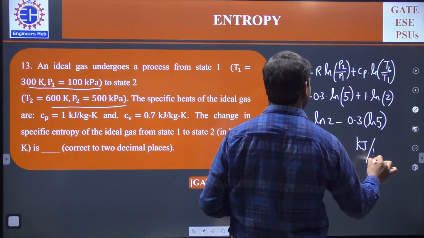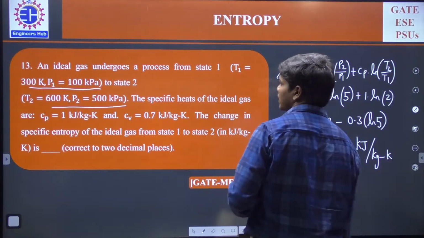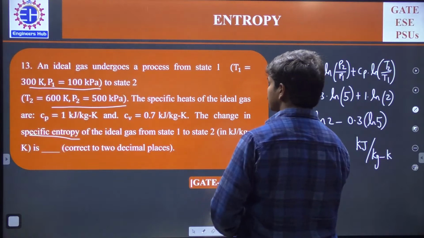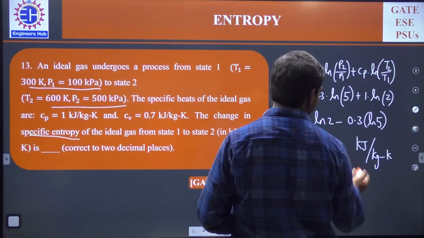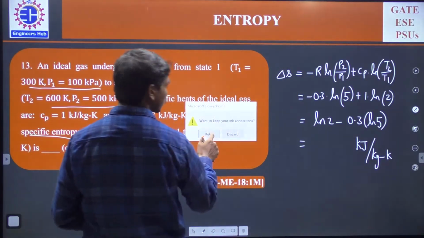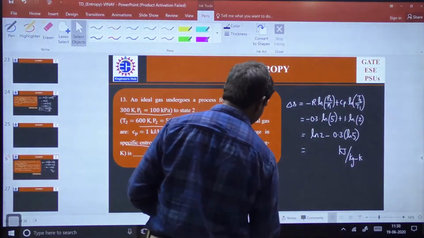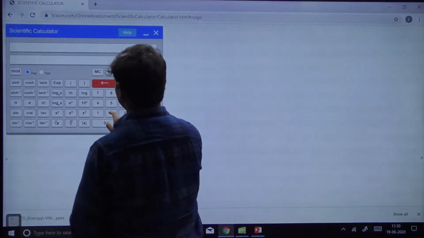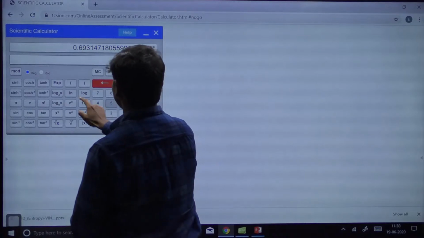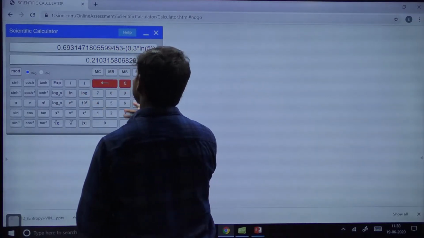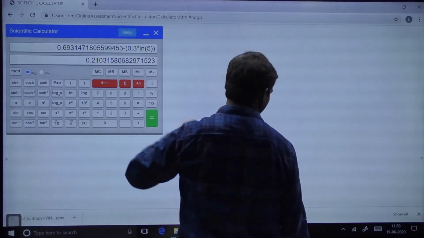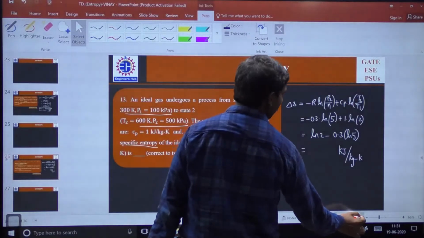Of course, we dealt everything in kilojoules, and mass is given 1 kg. So anyhow, they are asking for specific entropy change. So specific entropy change from state 1 to state 2, we need to calculate for 2 decimals. So calculate this value, ln 2 minus 0.3 into ln 5. Let me calculate ln 2 minus 0.3 into ln 5. Okay, 0.21. So if you calculate to 2 decimals, anyhow this decimal is 0, so 0.21 could be a reasonably good answer.